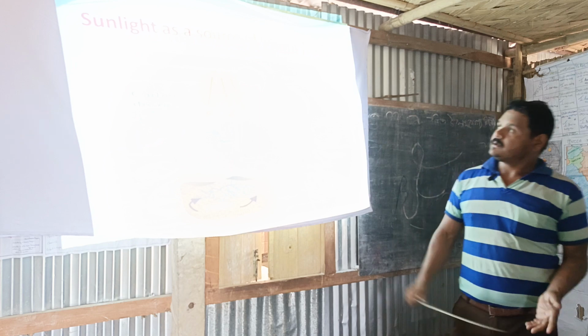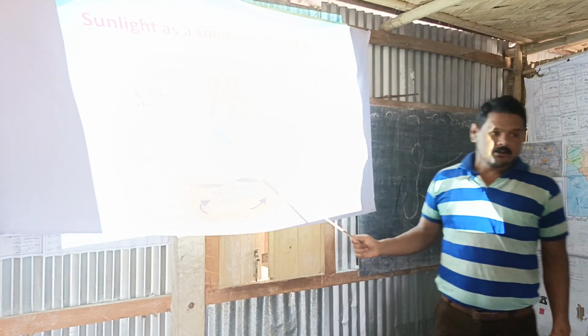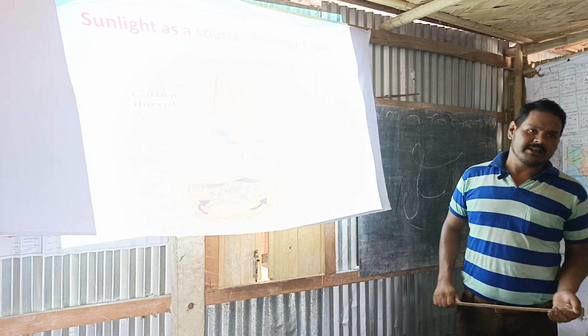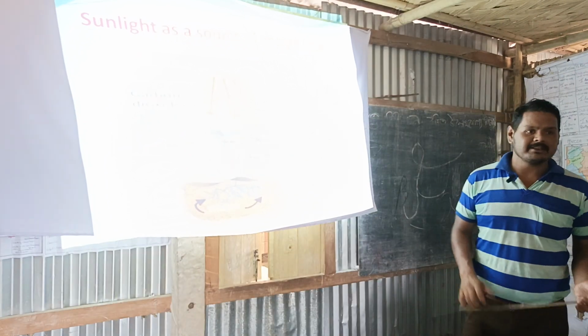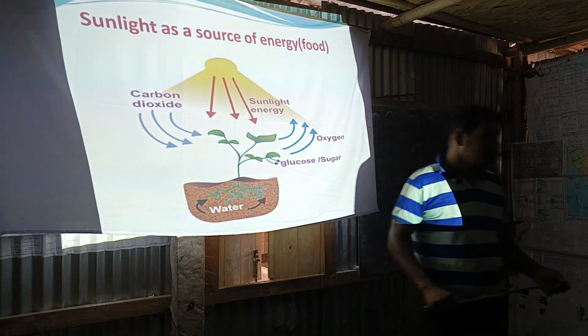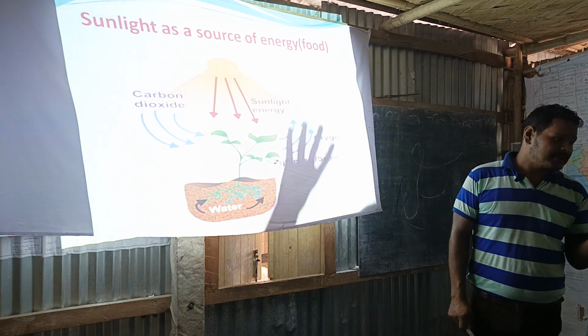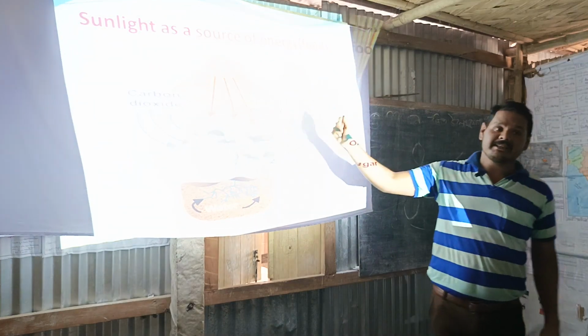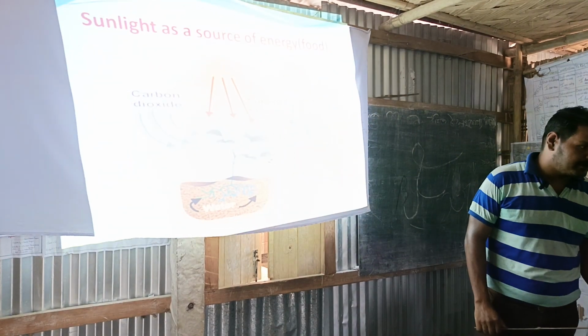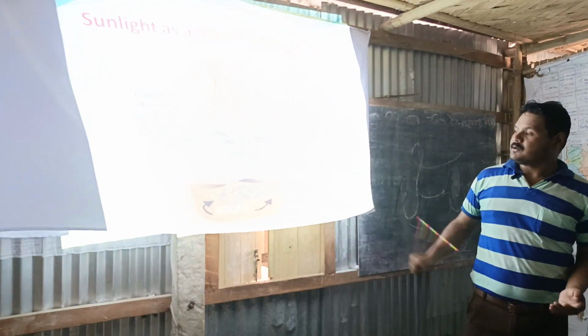Now look, sunlight as a source of energy, food. For the plant, the main source of energy is what? For the plant, the main source of energy is sunlight. Sunlight is the main source of energy for every plant to make their food. Clear?